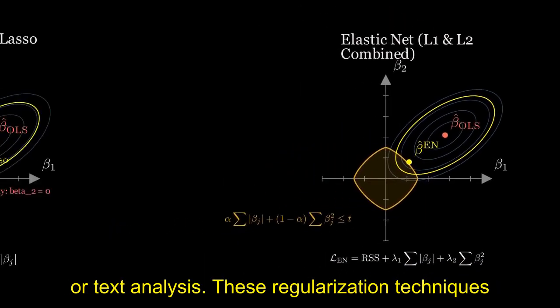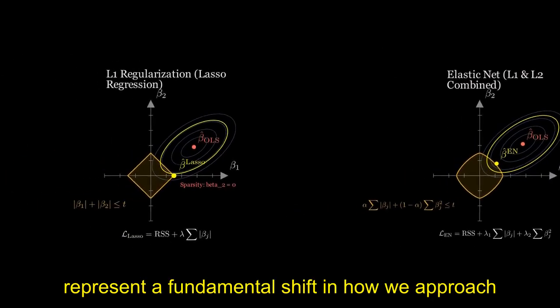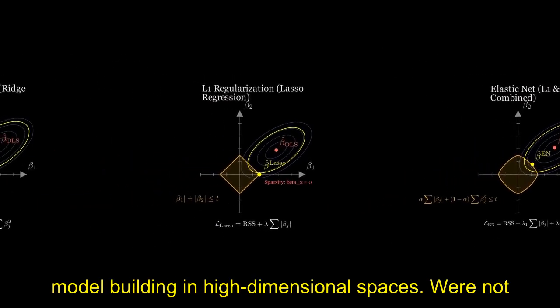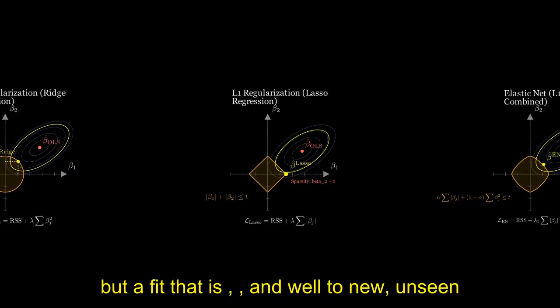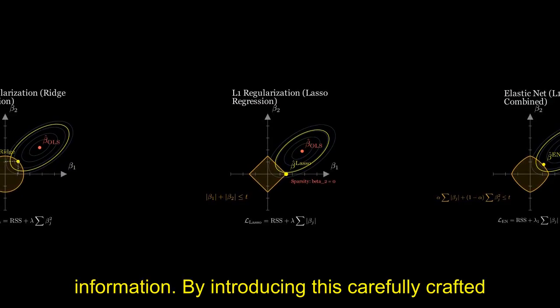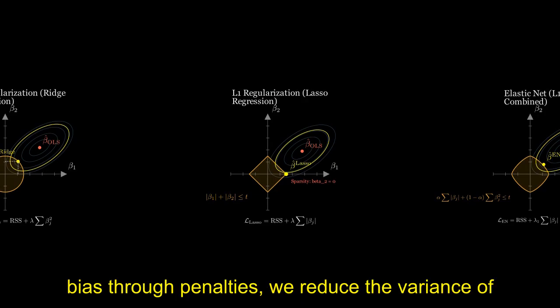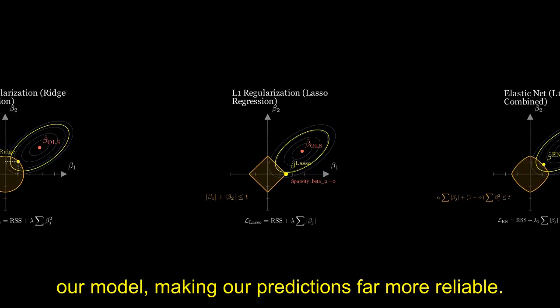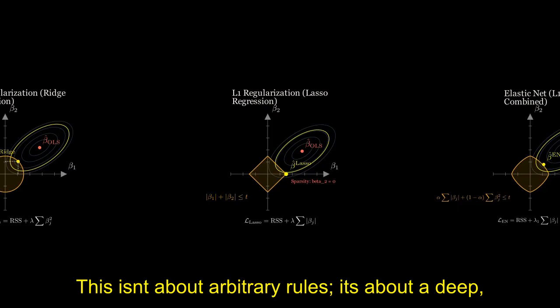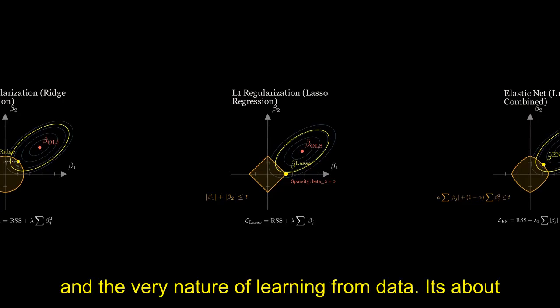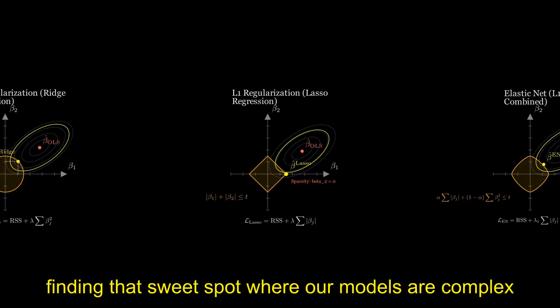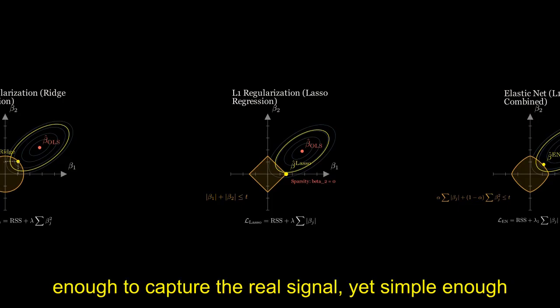These regularization techniques represent a fundamental shift in how we approach model building in high-dimensional spaces. We're not just seeking the perfect fit to our observed data, but a fit that is robust, and generalizes well to new, unseen information. By introducing this carefully crafted bias through penalties, we reduce the variance of our model, making our predictions far more reliable. This isn't about arbitrary rules, it's about a deep, beautiful interplay between geometry, statistics, and the very nature of learning from data. It's about finding that sweet spot where our models are complex enough to capture the real signal, yet simple enough to avoid being fooled by mere noise.